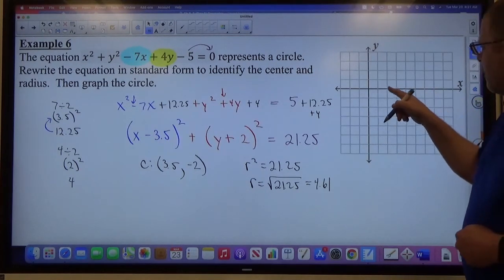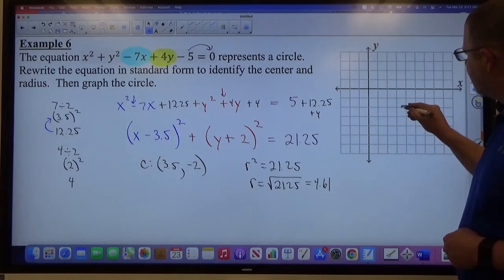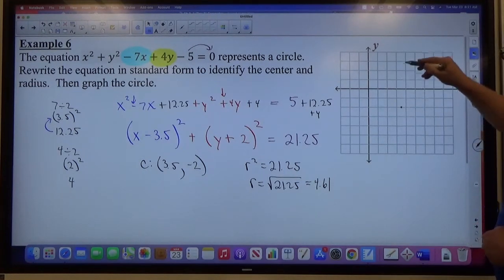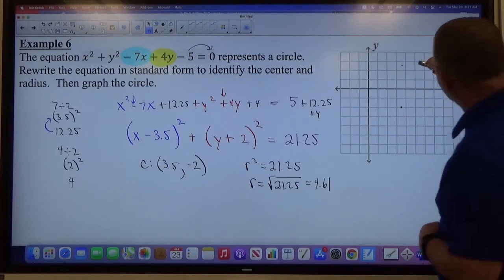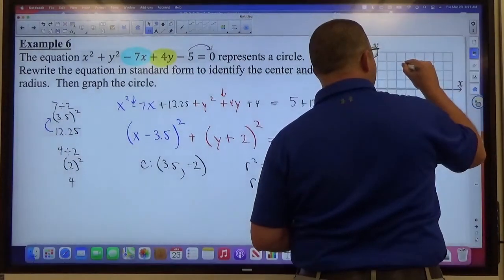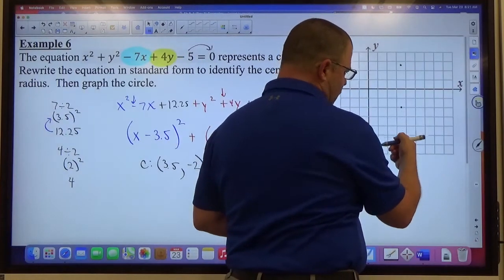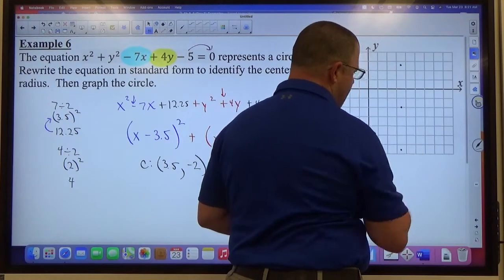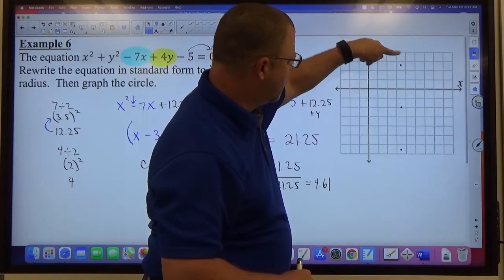So my center is 3.5, negative 2. That'd be right here. And then we're going 4.61 spaces left, right, up, and down from there. So I'm going to go up and down first. That's easier. 1, 2, 3, 4.61 is right about there, just a smidge above halfway. And then 1, 2, 3, 4.61. This is right on an integer vertically, so I'm just counting 1, 2, 3, 4, and 0.61 up and down.